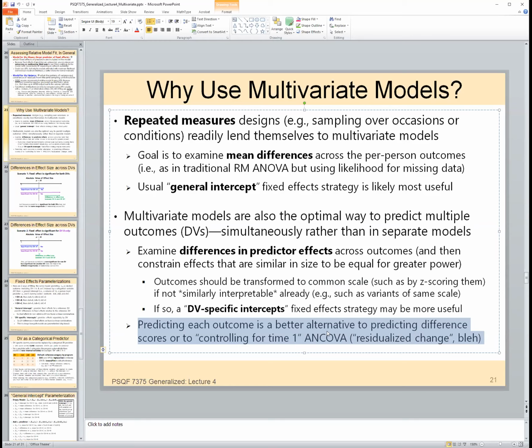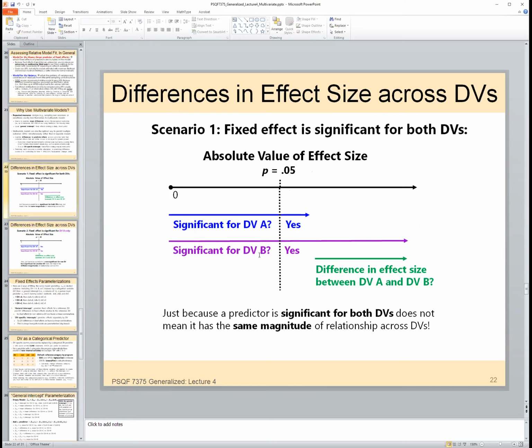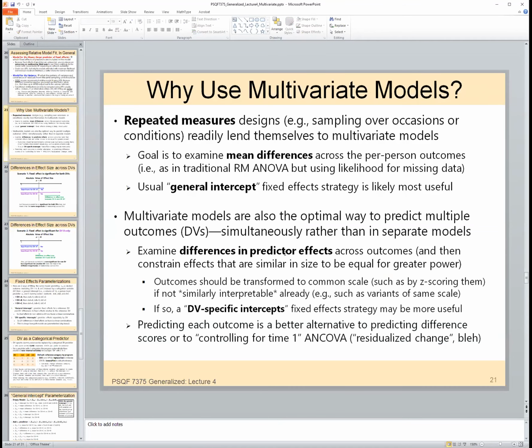An alternative that people do instead is to use pre-test scores as a covariate in predicting post-test scores. That is known as a residualized change model. It's stupid. Don't do that. It assumes that if you're looking at any other predictor that they were equivalent on pre-test in order to generalize to post-test, which is almost never the case, except in a fully controlled experimental setting. So I would encourage you to do multivariate models instead of controlling for one occasion and predicting the other. So there's my soapbox. So differences in effect size.